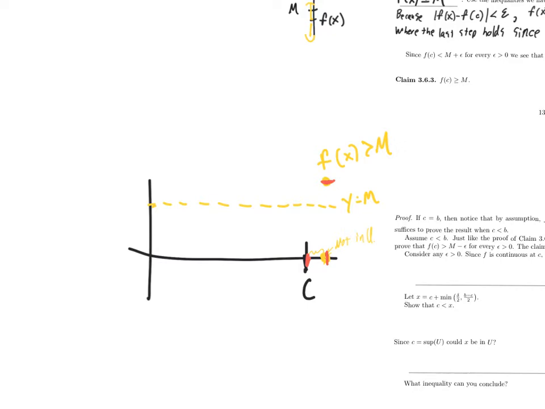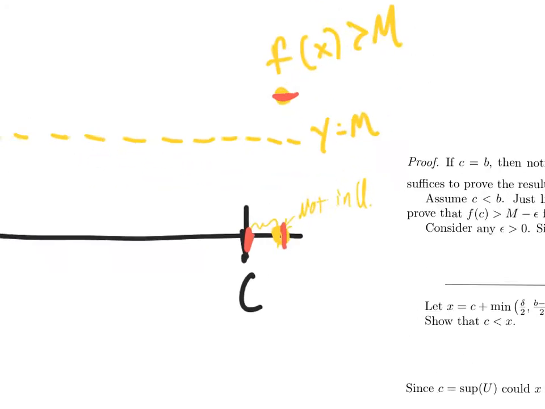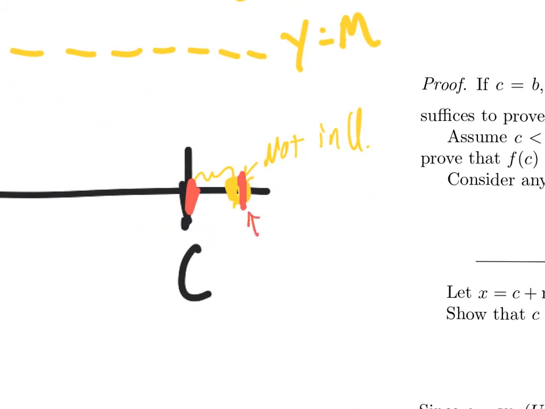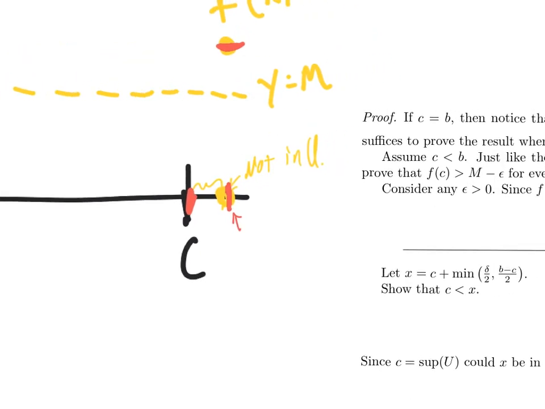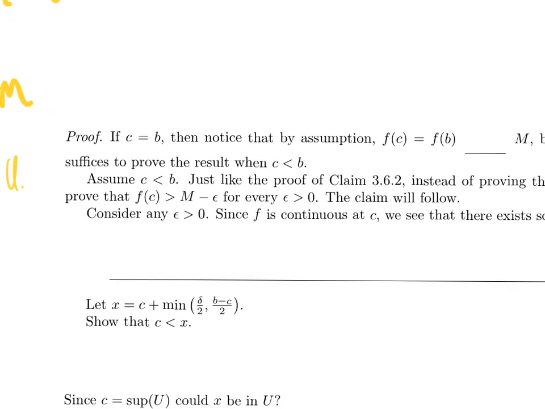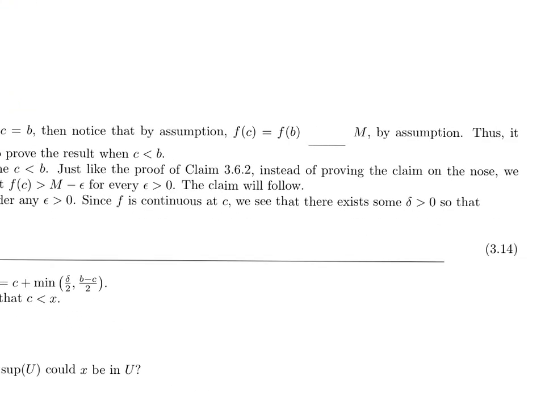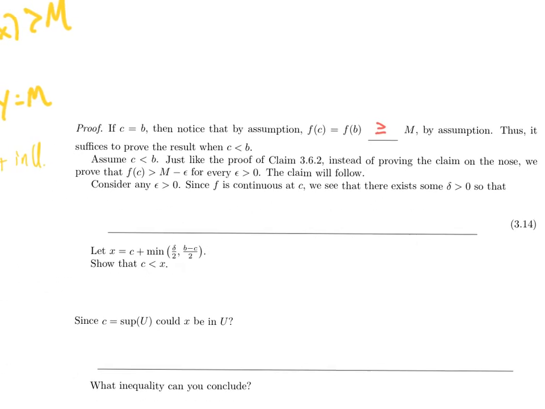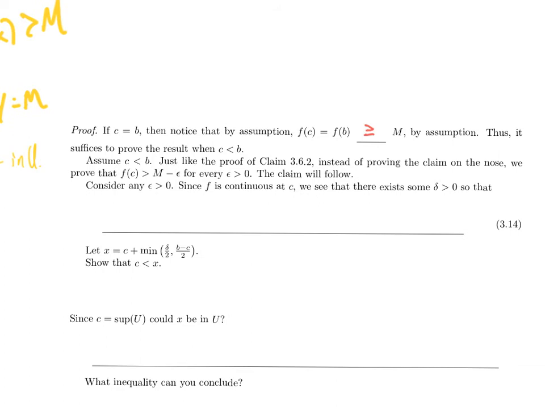But there's one problem. What if this c were actually equal to b? If that c were equal to b, then the reason this wasn't in U is because it's not even in the domain of f, so I can't take f of x in that case. So there's like this silly case. So let's deal with that silly case. If c is equal to b, then notice, by assumption, f of c is equal to f of b, and by assumption, f of b is bigger than or equal to m. So we get the desired result. F of c is bigger than or equal to m in the case that c is equal to b. If I can prove the result when c is less than b, then I will be happy.